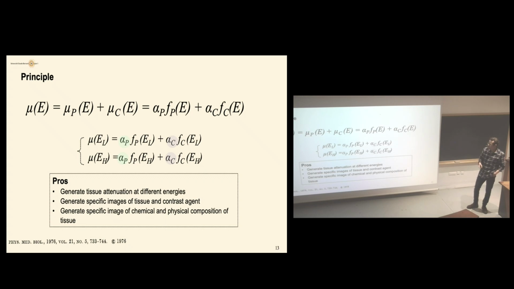We can also generate specific images of tissue and contrast agent, and you will see that this is a key for providing functional imaging into conventional CT. I said that CT is only morphology, but you will see that we can push towards functional imaging, what PET or nuclear imaging is doing. And in the end, you can also generate specific images of the chemical and physical composition of tissue. This is interesting because as a bioengineer, you want to use the photoelectric and Compton effects in order to create new applications and new images.